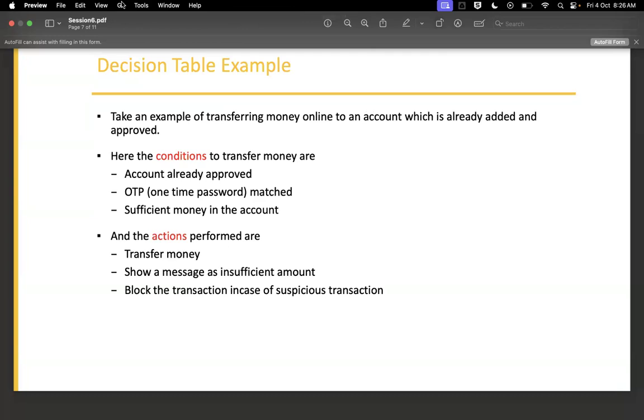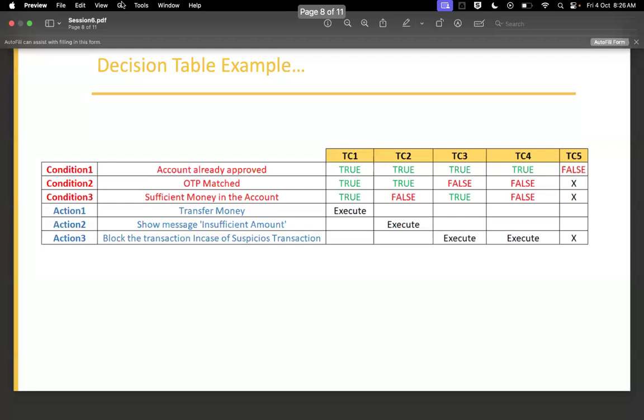Over here, you can see that we have three conditions, and based on these three conditions we take the action. So what are those three conditions? They are simple. When you have any amount to be sent to any account, there are three mandatory conditions: the account should be approved, the OTP should be matched, and there should be a sufficient amount in your account balance. Only then will you be able to send or transfer the money, show the message as insufficient funds, or block the transaction in case of suspicious transactions. These are the major three actions to take.